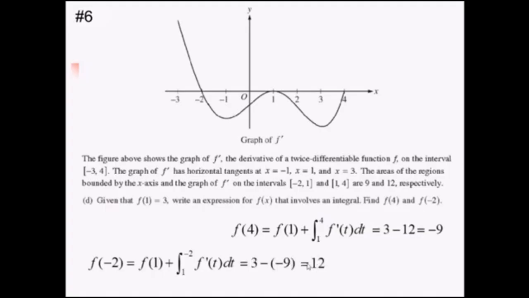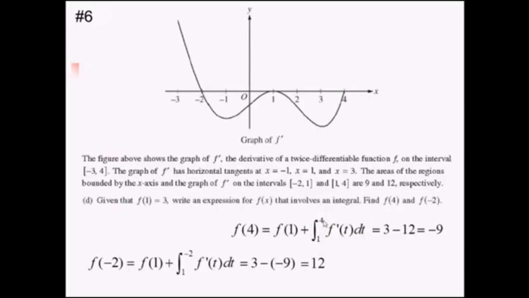Okay, now we have to go back and answer the first part of the question here, where they wanted the expression for f of x. This is any x value that you want to plug in. So whatever these numbers were that we're plugging in, those were going to be the upper limits of integration in this expression here. So we're still going to have f of 1, which I'm now going to just write as 3, plus the integral from 1 to something of f prime of t dt.